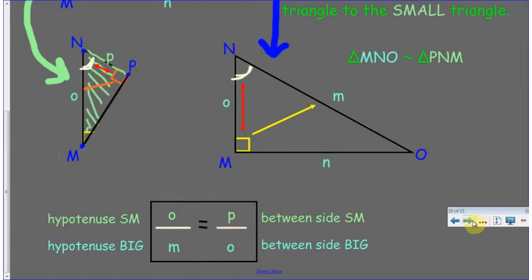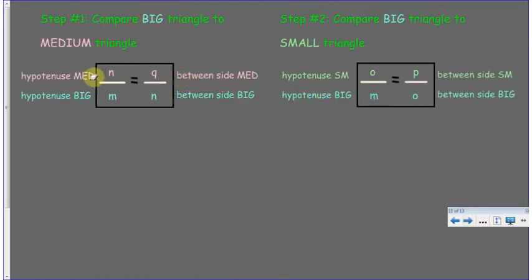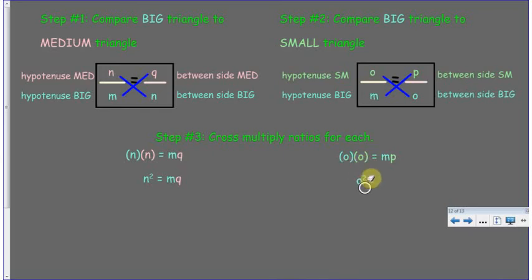There's our proportion. So now we're going to take our two proportions that we just made, comparing the big triangle to the medium triangle and the big triangle to the small triangle, and we are going to cross multiply. So we do N times N equals M times Q. And we can simplify N times N to be N to the second power equals M times Q. Then on the other proportion, we do the same thing. O times O equals M times P. And we can simplify that again. O times O can be written as O squared equals M times P.